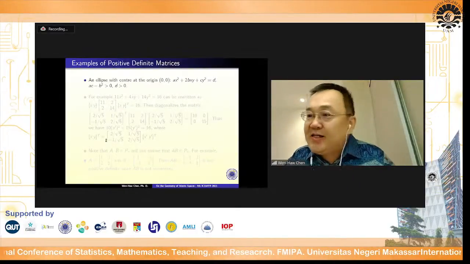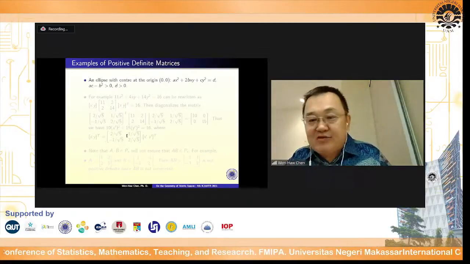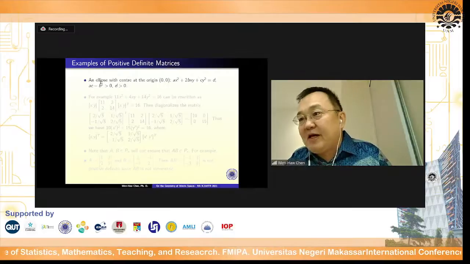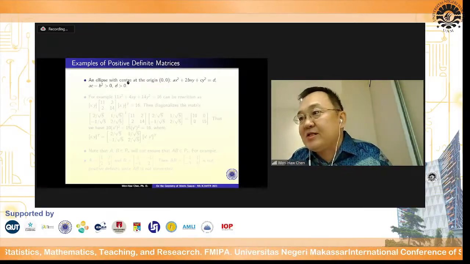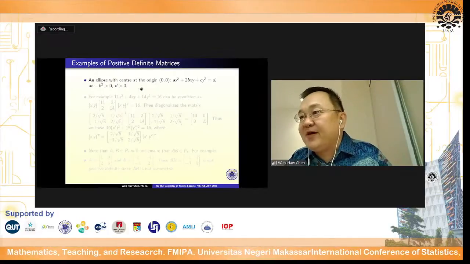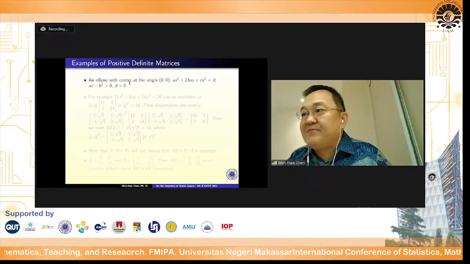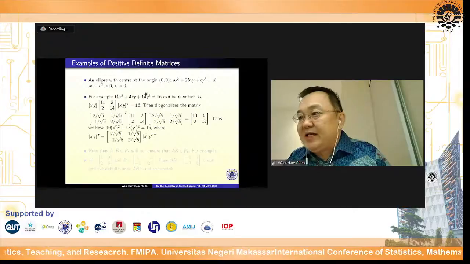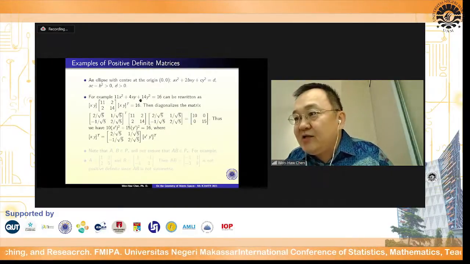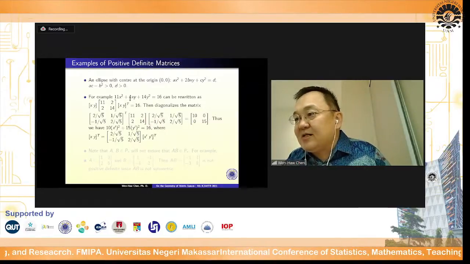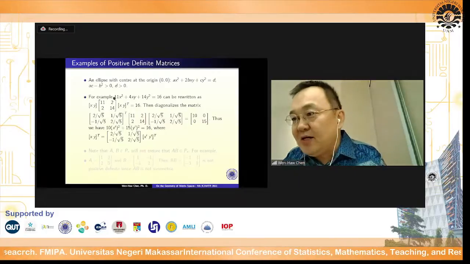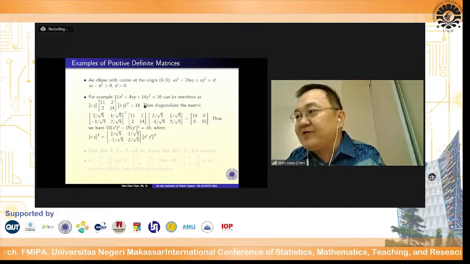Okay, so for an example of a positive definite matrix, I think we can show, for example, all ellipses with symmetry at the origin. Then we can find a positive definite matrix, just like this. This equation represents an ellipse. We can just change it to a different form.